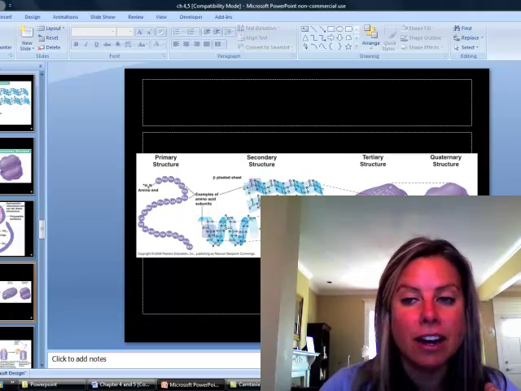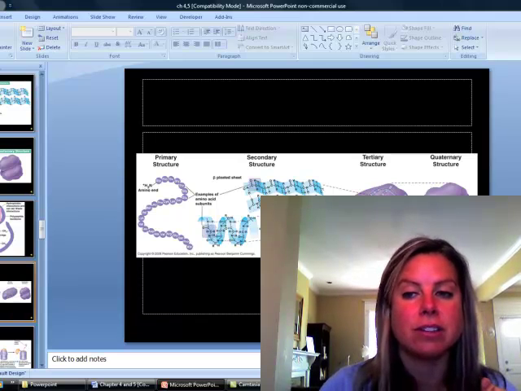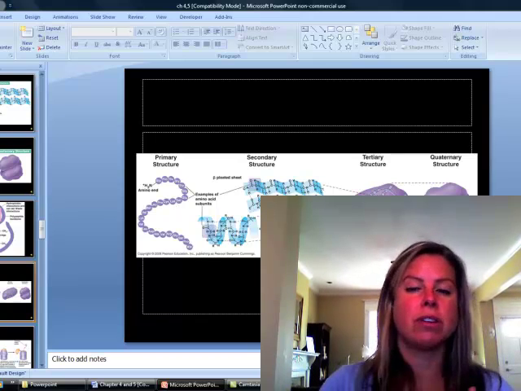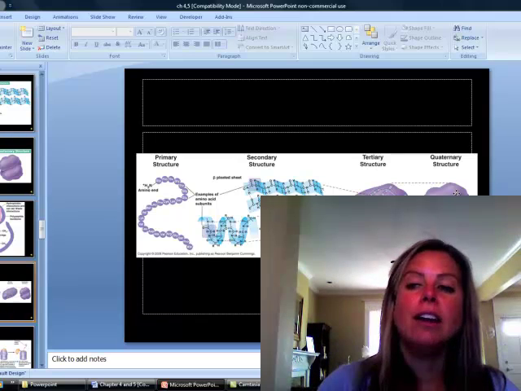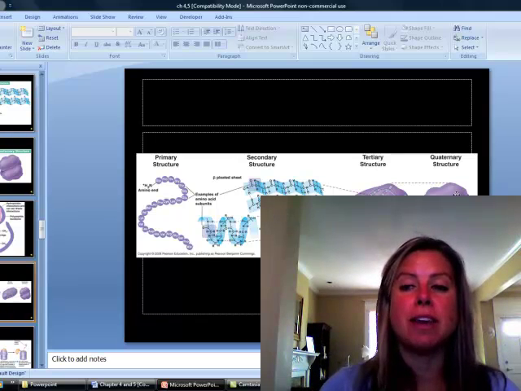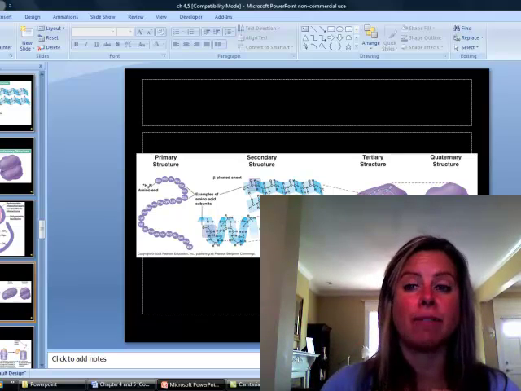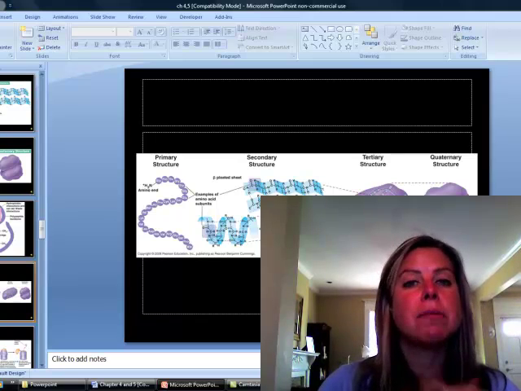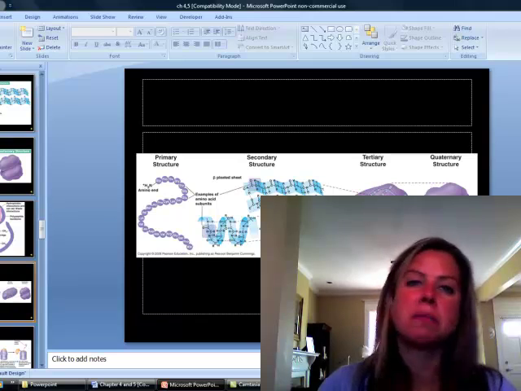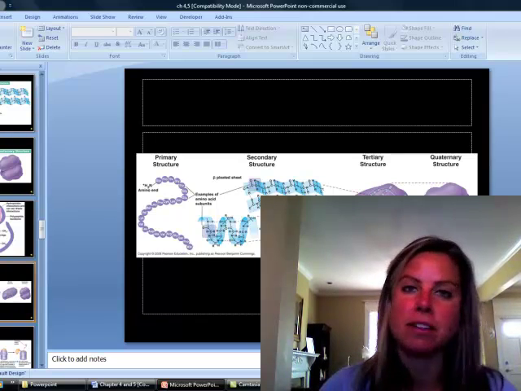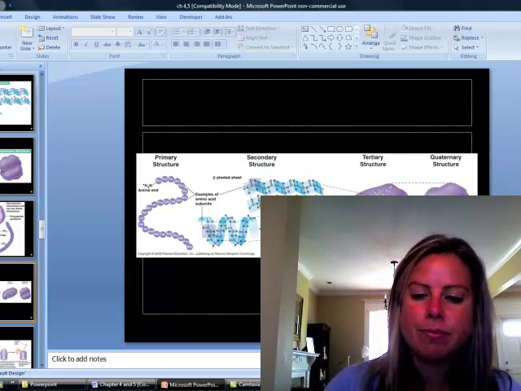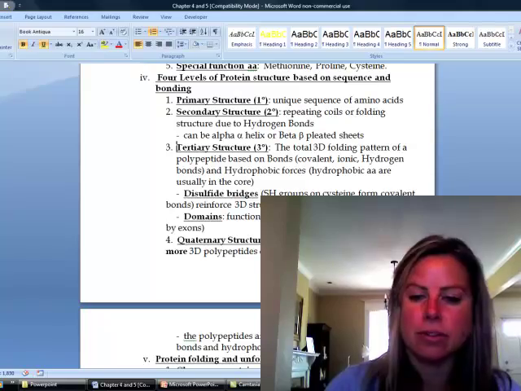We can still see our secondary structures here. There's an alpha helix, there's some beta-pleated sheets everywhere, but we can't see that primary structure because we're a little too zoomed out. Then quaternary structure is going to be two or more tertiary structures linked together. Okay, so you can see one here, and then it looks like there's one back there. So those are going to be the different levels of protein structure, and it just depends on what aspect of a protein you're looking at, what level of zooming in that you're going to do. Okay, back to the notes.